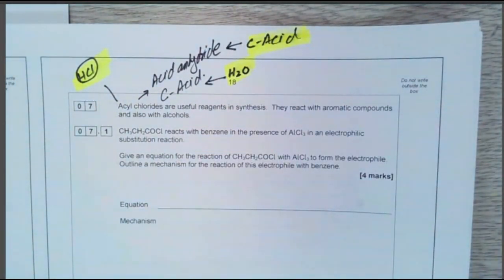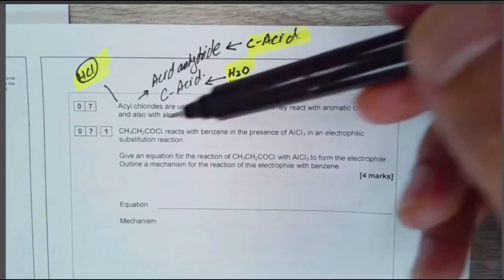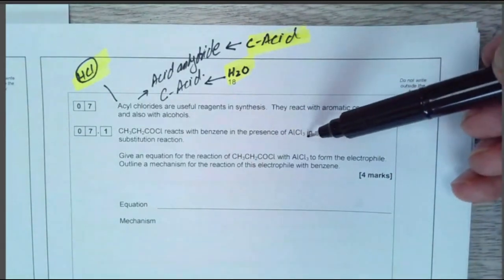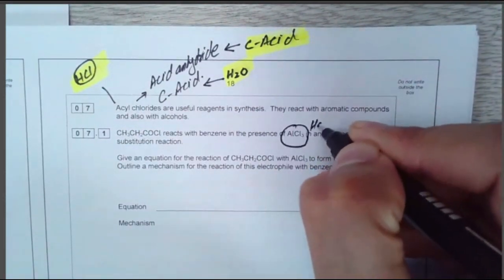Now let's quickly have a look. Here it says they react with aromatic compounds and also with alcohols. So they've given us this acyl chloride. It will react with benzene in the presence of AlCl3. What is this? AlCl3 is my halogen carrier.